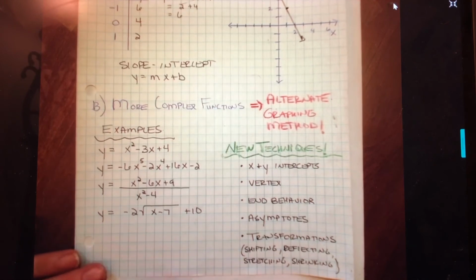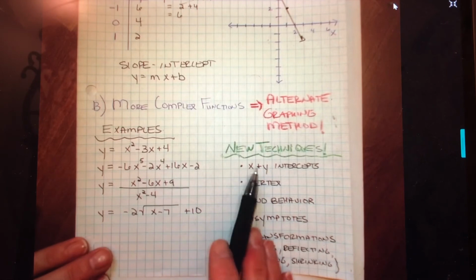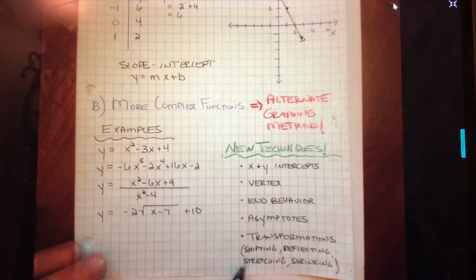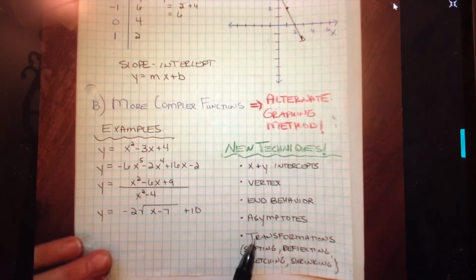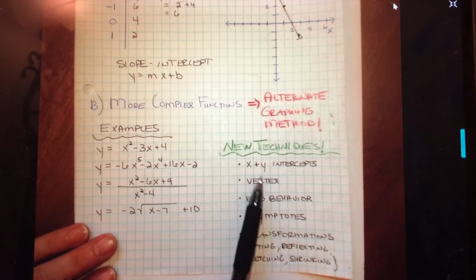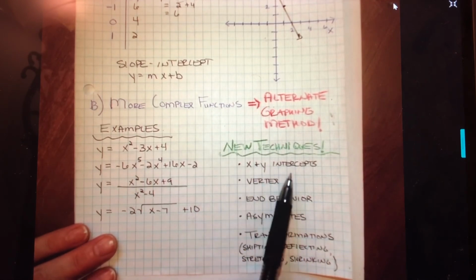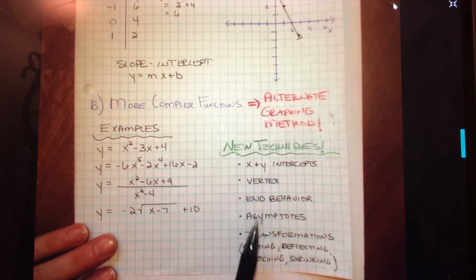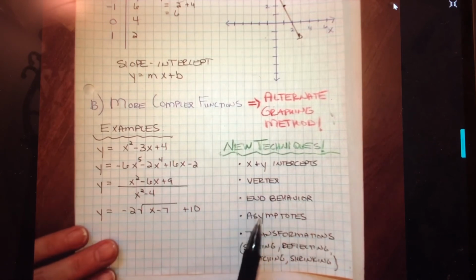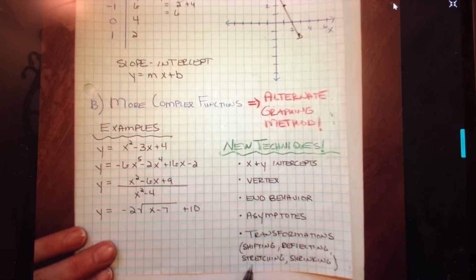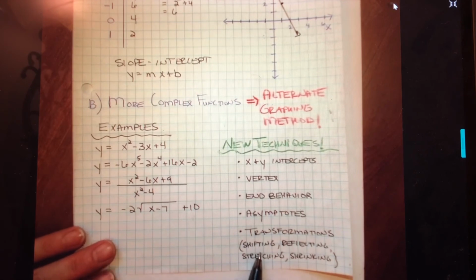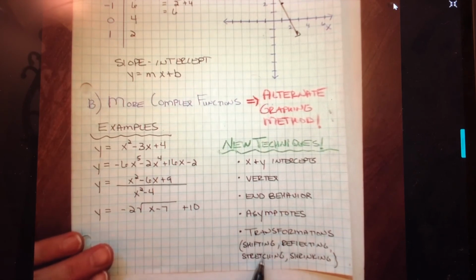And in conjunction with that, there's some new terminology. So some of these may sound familiar, none of them may sound familiar to you, but as you progress through this course, you're going to learn about x and y intercepts and how to find them, what a vertex is and how to find it, end behavior, asymptotes, transformations, which could include concepts such as shifting, reflecting, stretching, shrinking.